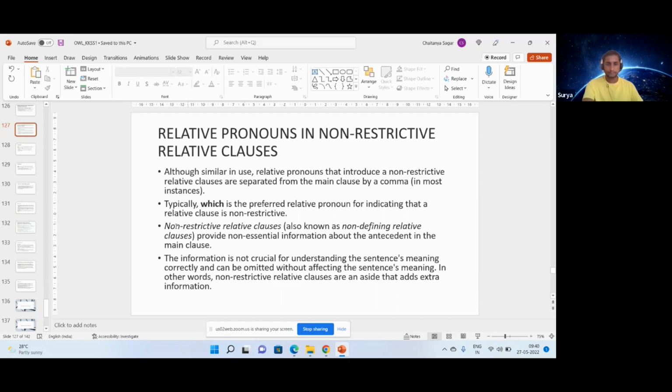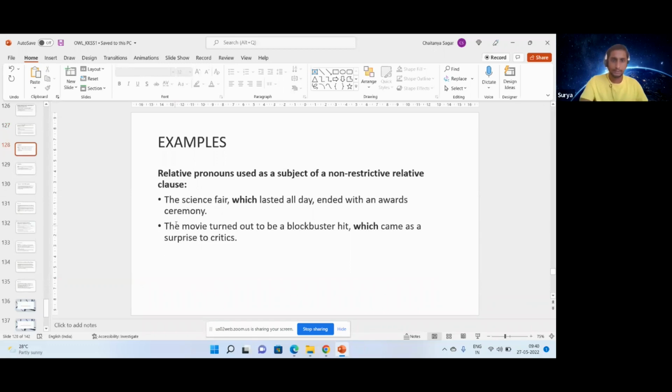A non-restrictive relative clause, also called a non-defining one, gives non-essential information about the antecedent, whether it be a person, thing, or place, which is separated by a comma and uses which. With the omission of that information, the sentence still remains the same and cannot get altered. That is how we can easily identify whether it is a restrictive or non-restrictive one. So here are some examples.